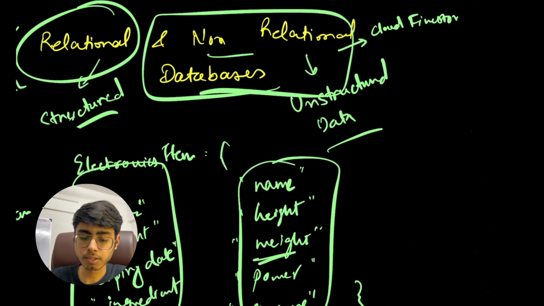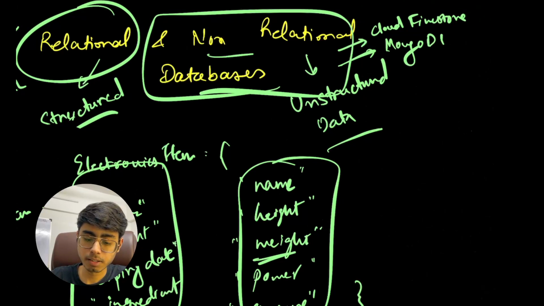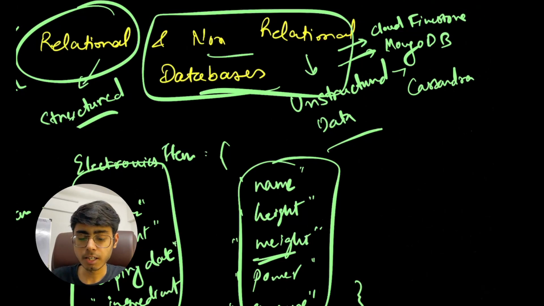Cloud Firestore is a non-relational database. Then you have this one, MongoDB. Then you have Cassandra. It's a non-relational database, right? Or many non-relational databases are there, right?